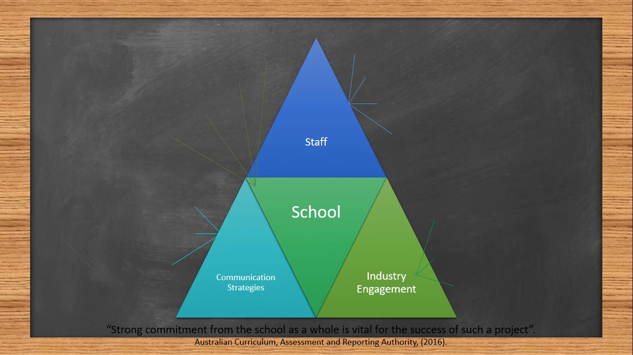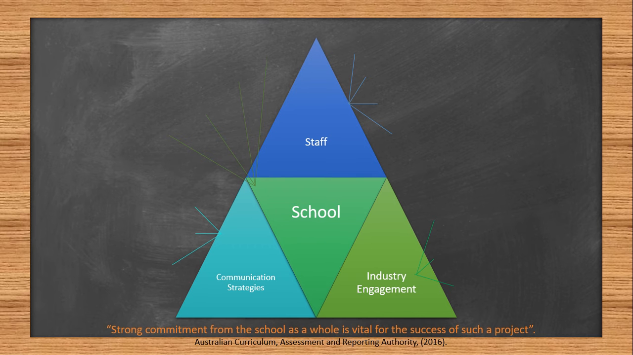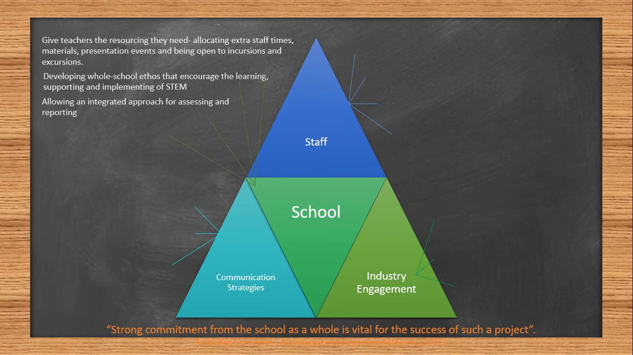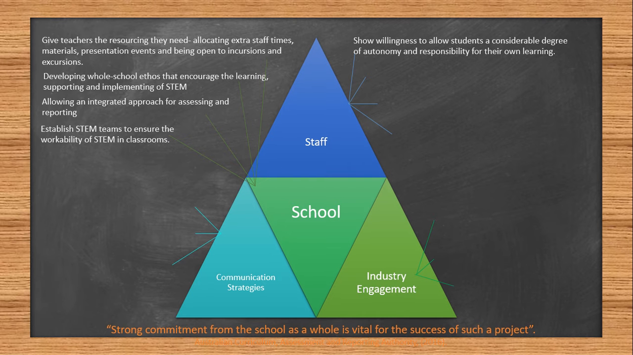How can it be implemented? Through the school, staff, and communication strategies and industry engagement. Strong commitment from the school as a whole is vital for the success of such a project. Here are some different ways that a school can help implement STEM into their school and classrooms. But one example is allowing an integrated approach for assessment and giving students and staff the time that they need and the materials they need.